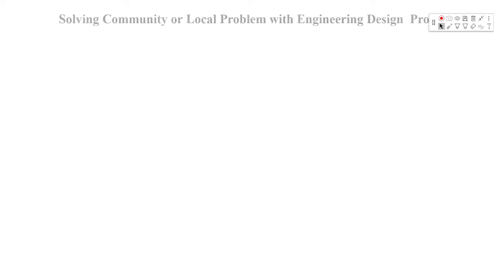Now, today we will learn how to solve community or local problems with the engineering design process. This is the ability to solve any problem within the community or local problem with the engineering design process. But for us to do this, we have to identify the problem. So step number one is to identify the problem.